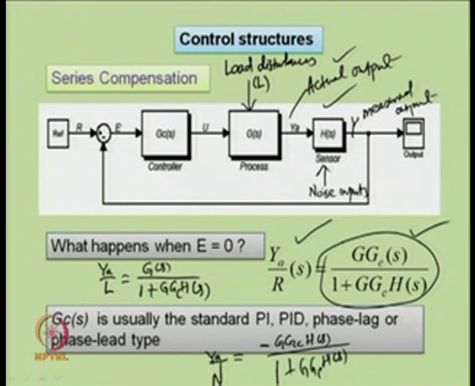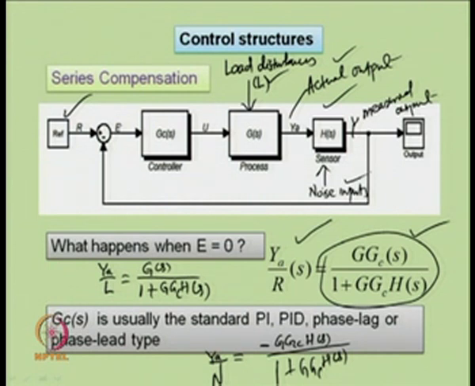Now, why are we finding all these transfer functions? To see the effect of different types of inputs on the process output. The process output is made up of 3 outputs: one is given by the reference input, the load disturbance input and the noise input.